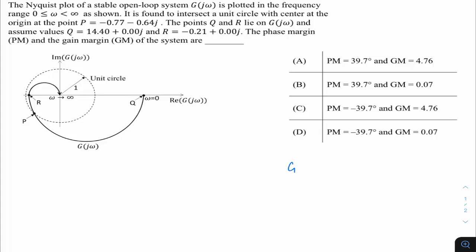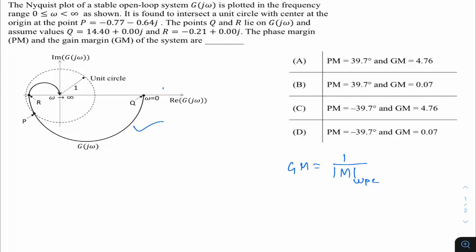Gain margin is given by the relation 1 by magnitude of the transfer function at phase crossover frequency, omega pc. And what is phase crossover frequency? The frequency at which the plot intersects the minus 180 degree axis is called omega pc, the phase crossover frequency. Because frequency is an implicit parameter here, we'll check at what particular point this plot is intersecting the 180 degree axis.